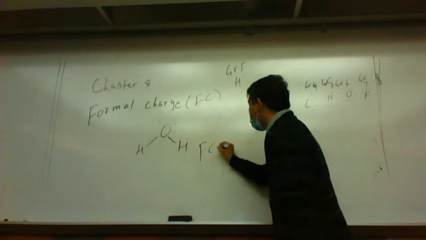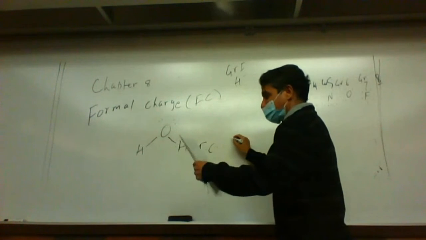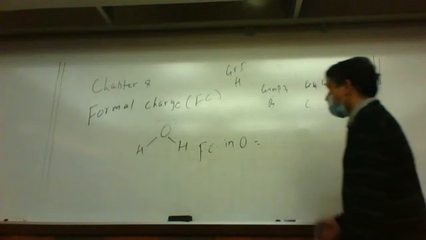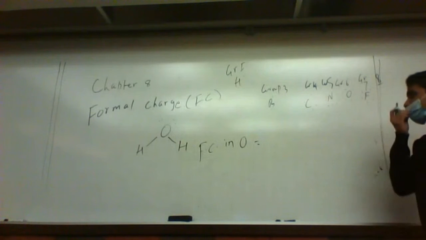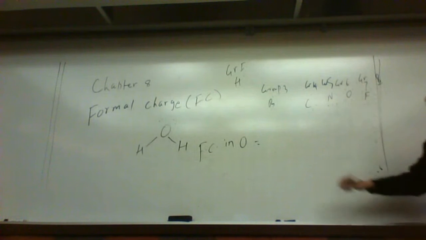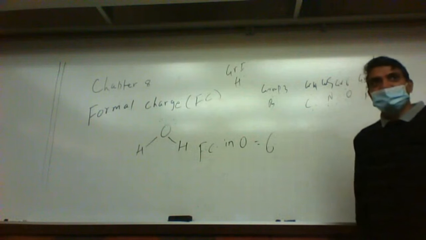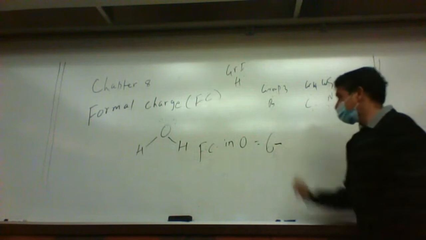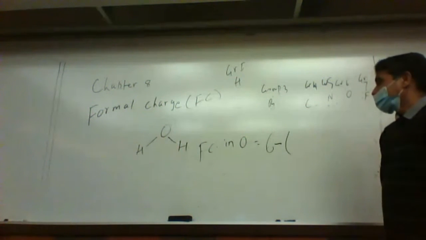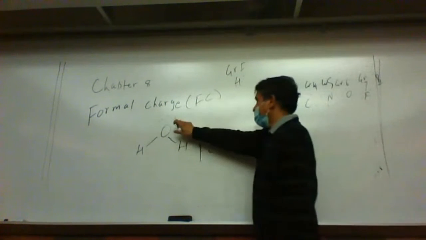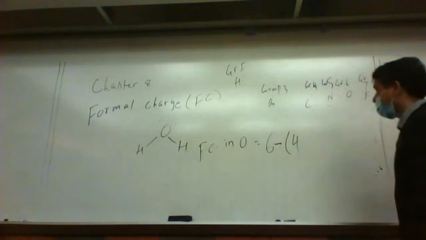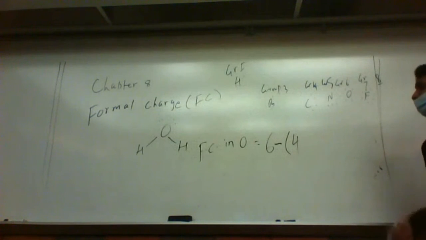Let's calculate the formal charge on the oxygen atom. First of all, you need to look at the group number. Oxygen is in group 6, so 2, 4, 6 electrons. So the valence electron count is 6 minus. Now put the bracket here and then count the lone pairs. How many lone pair electrons? 1, 2, 3, 4, right? There are 4 free dots. They are free, so they didn't form a bond.